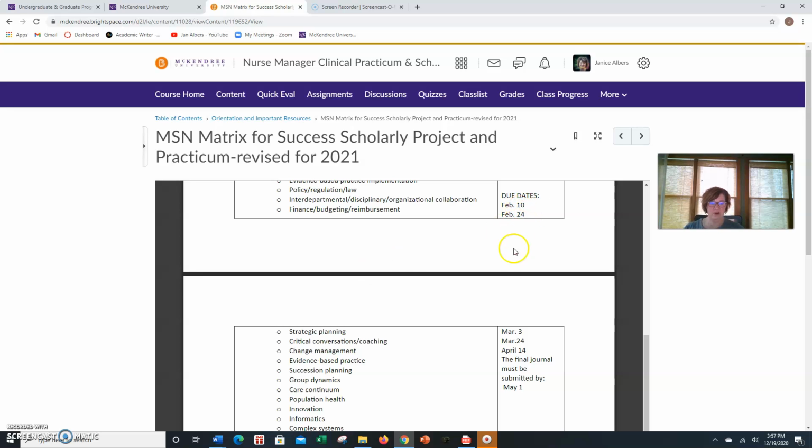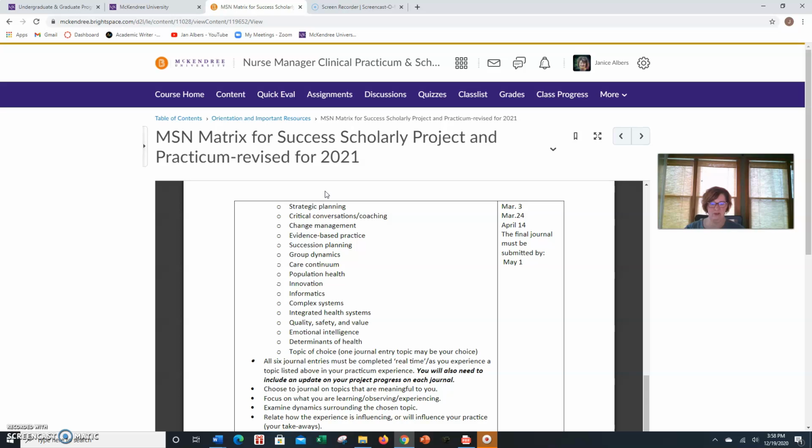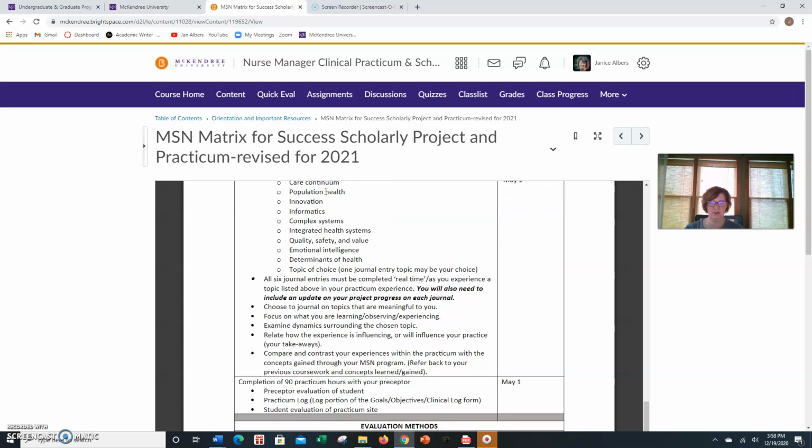Here are the final due dates for each of the different journals, but they can do these journals in real time. If someone has an experience on policy on January the 29th and they want to journal about that experience, they can most certainly do that, and that would be their journal number 1. So know that there will be quite a bit of flexibility. If you have any questions about the journaling, just let me know.